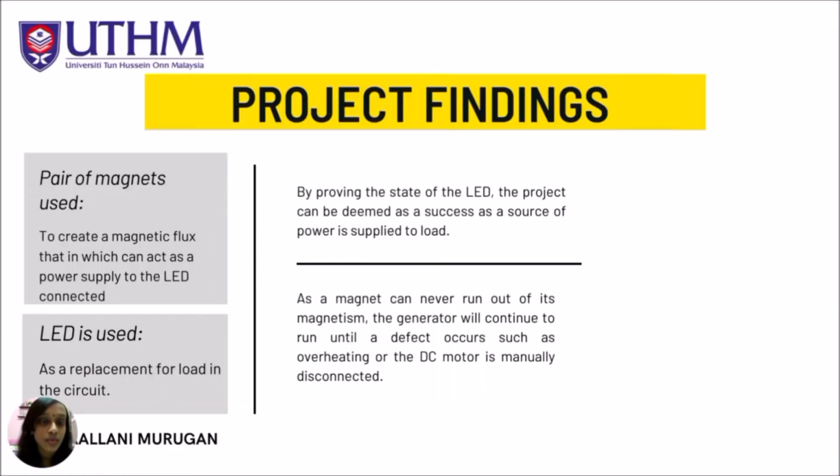So these are our project findings. First of all, a pair of magnets were used to create the magnetic flux, which can act as a power supply to the connected LED, while the LED was used as a replacement for a load in the circuit. So the LED is basically considered as a load in this project. And by lighting the LED, the project can be deemed a success as a source of power is supplied to the load. And also, as a magnet can never lose its magnetism, this generator will continue to run until a defect occurs, such as overheating until the motor stops running, or the DC motor is manually disconnected.